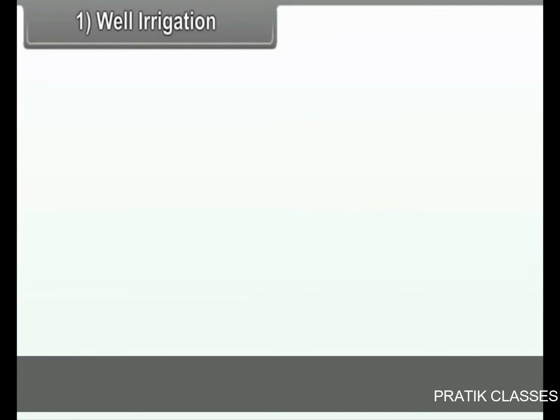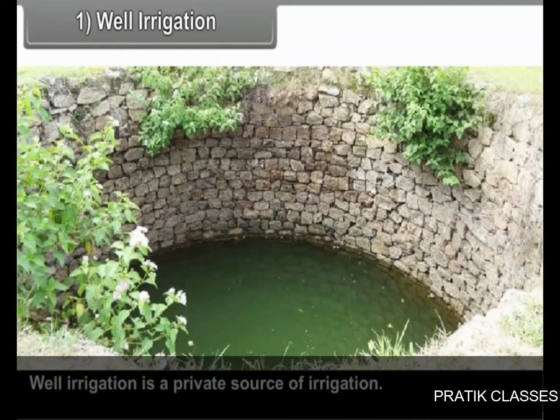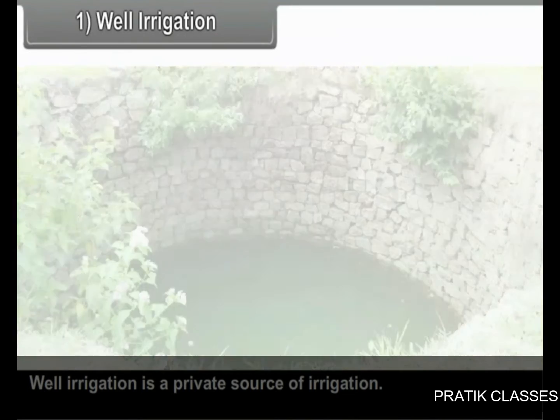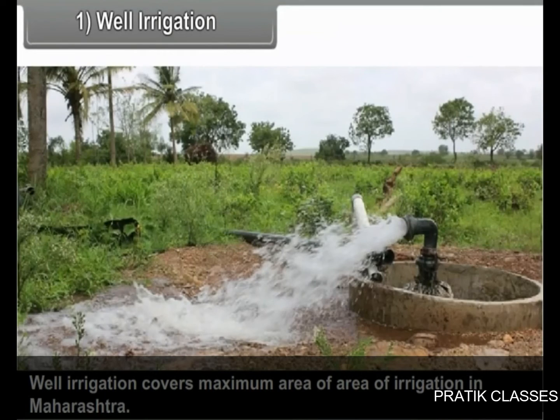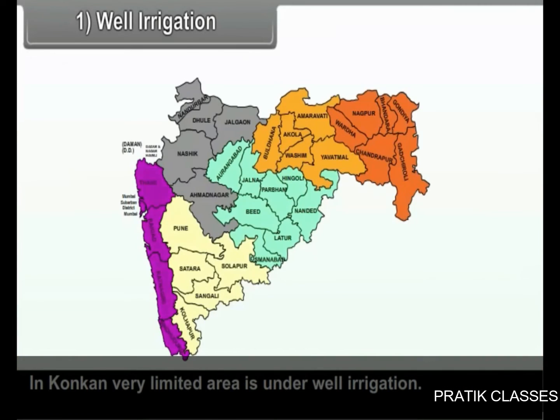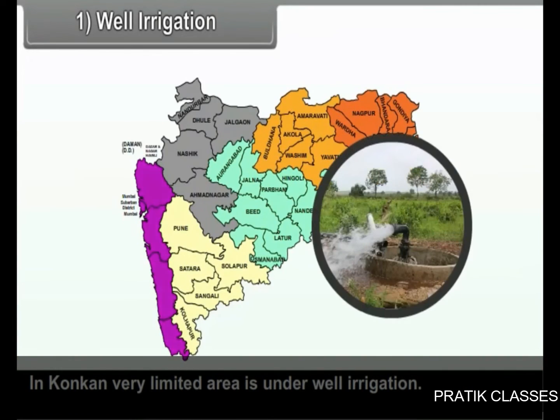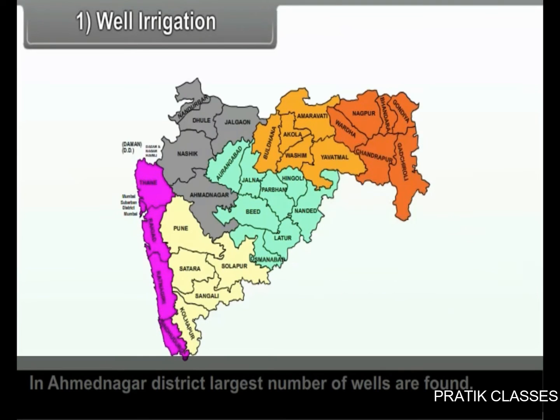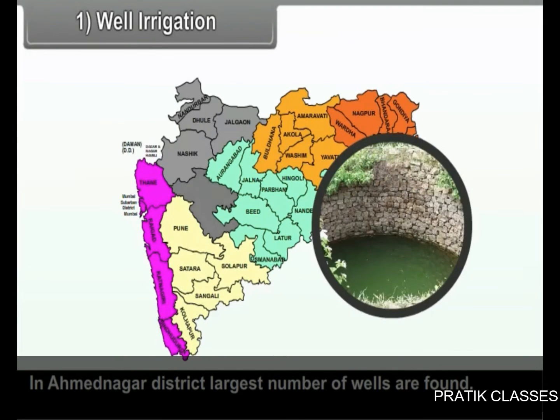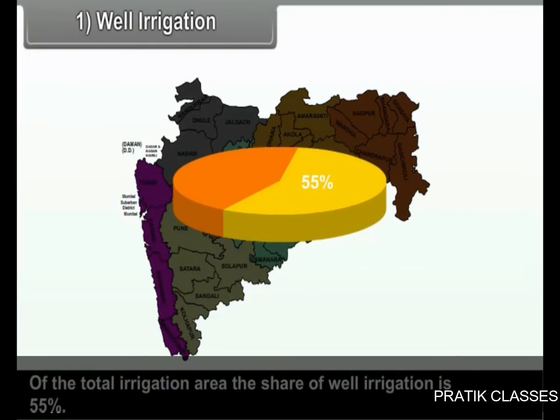Number 1. Well irrigation. Well irrigation is a private source of irrigation. Well irrigation covers maximum area of irrigation in Maharashtra. In Konkan, very limited area is under well irrigation. In Ahmednagar district, the largest number of wells are found. Of the total irrigated area, the share of well irrigation is 55%.